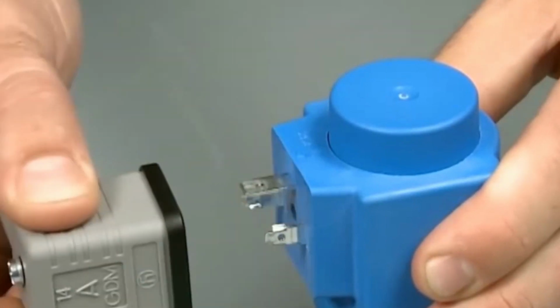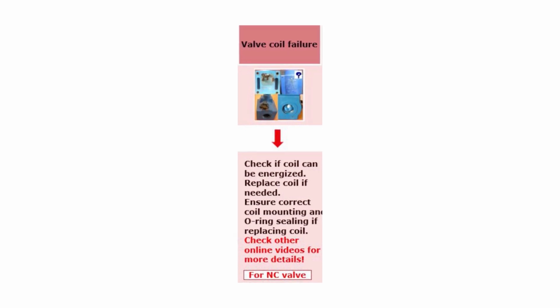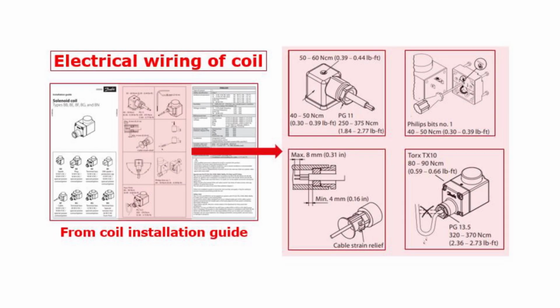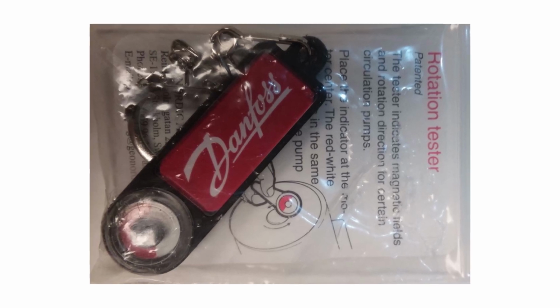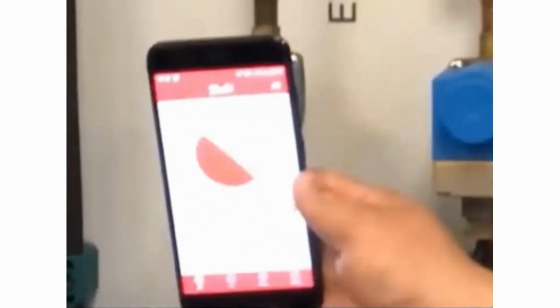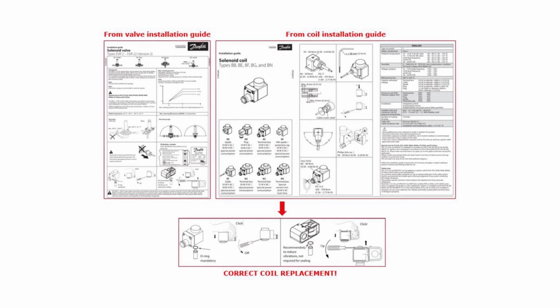Now, if there seems to be a coil failure causing the valve not to close despite the coil being energized by supply voltage, then the first step is to check if the coil can be energized and function. Connect correct supply voltage to the coil according to the coil installation guide, and check if the coil is energized by using the Danfoss magnetic field detecting keyring or the Danfoss magnetic tool-app, as mentioned earlier in this video. If the coil is damaged, then replace it with a new one.